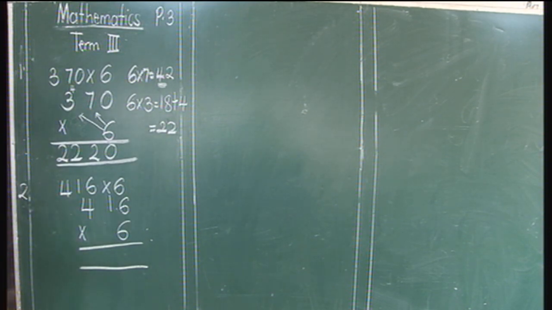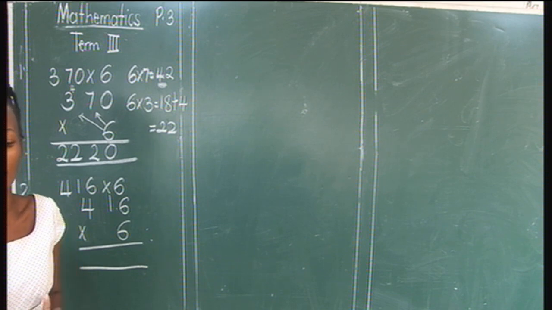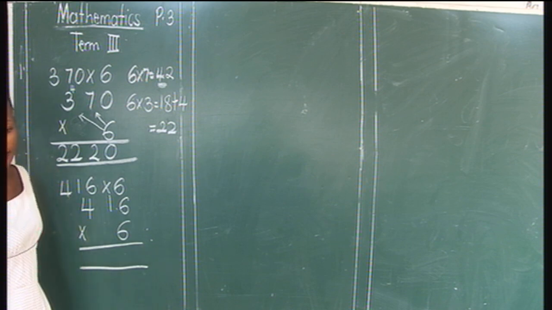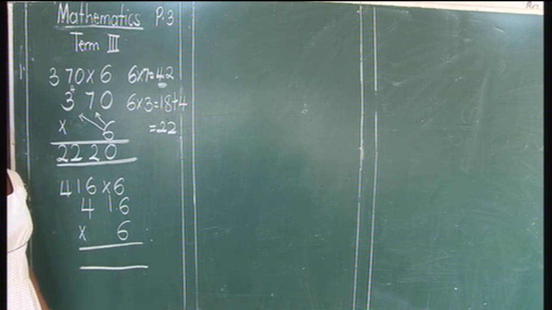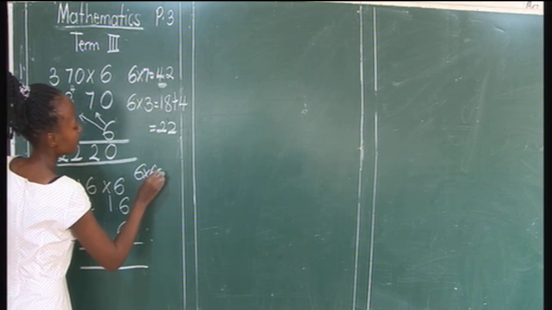6 times 6. Oh my God, you people, I'm going to keep reminding you to master those tables. Memorize them so that you can multiply or divide easily. Now you can tell what is 6 times 6. That is table 6. Alright, 6 times 6 we shall have 36.